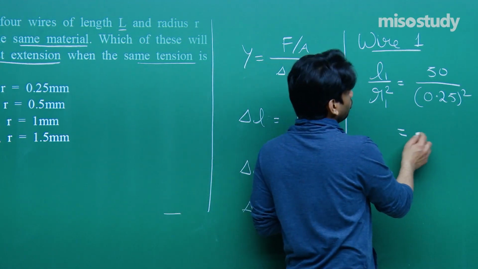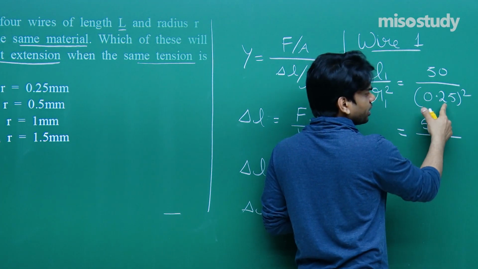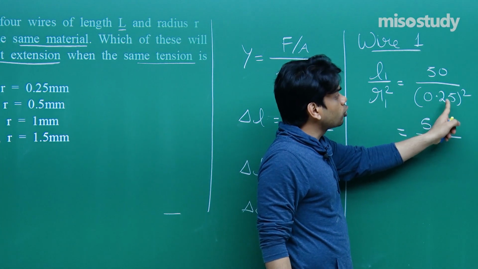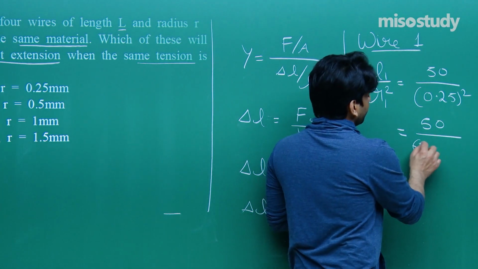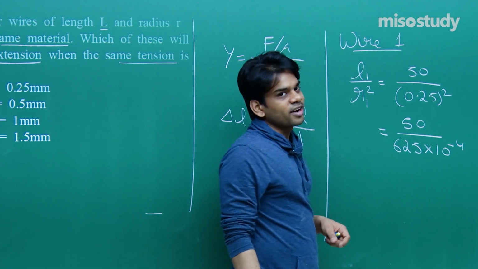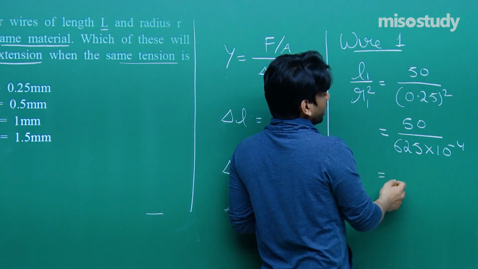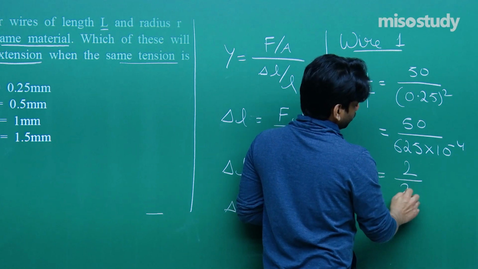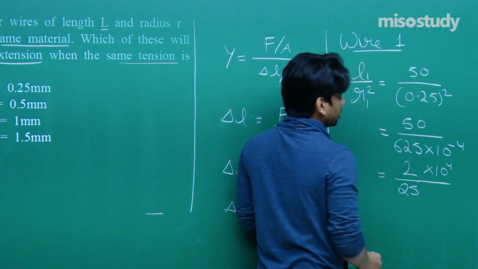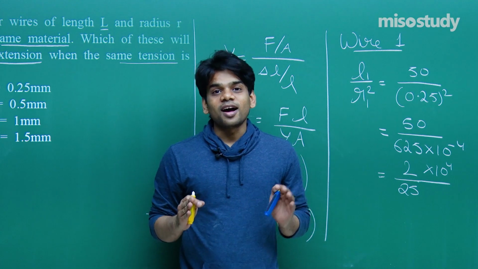So this will turn out to be 50 divided by, now see 25, that we can write as 25 into 10 to the power minus 2. So 25 whole square, 625 into 10 to the power minus 4. This is what we can write. Again, we can easily simplify this. If you simplify this, you will be getting 2 divided by 25 into 10 to the power 4. I am just using the ratio. Units we are not concerned because for all the 4 wires, the units are same.